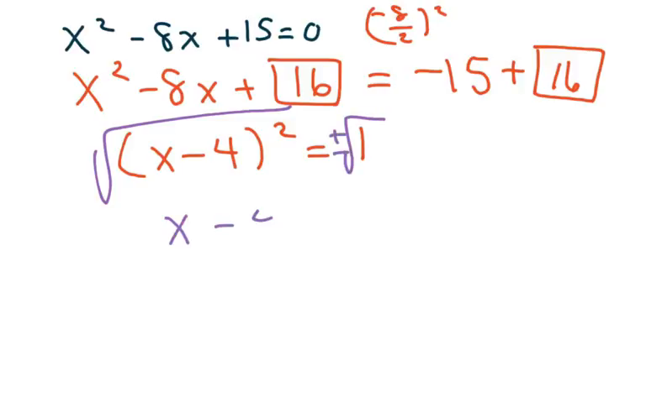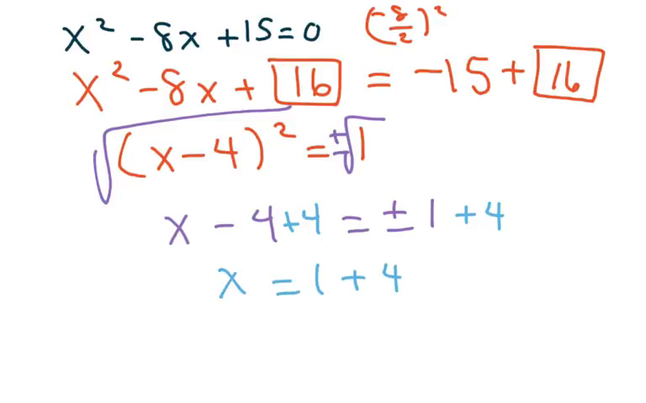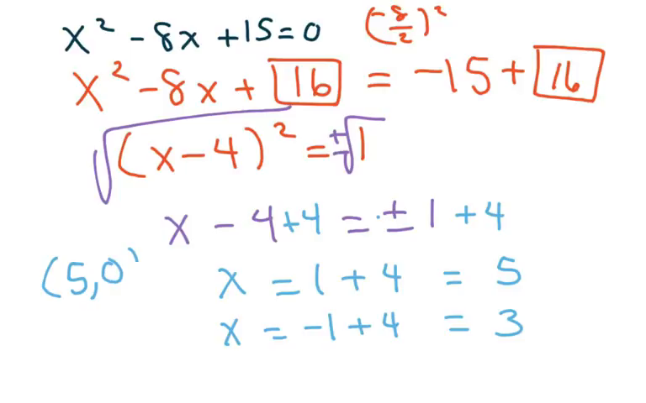So you get x minus 4 equals plus or minus 1. We're going to add 4 to both sides. So you get x equals 1 plus 4, and x equals negative 1 plus 4. You could put the 4 in front if you want. This is just how I do it. So you get 5 and 3. And so our solutions are (5, 0) and (3, 0).